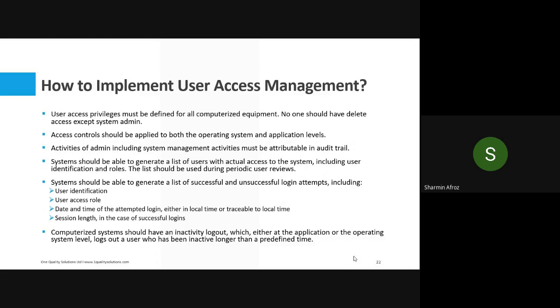Do you know the creation of admin access must be approved by QA? Because what? Can you write the reason in the chat box? Because admin holds the most privilege of the system. Okay, let's move to the next slide to explore more about it.